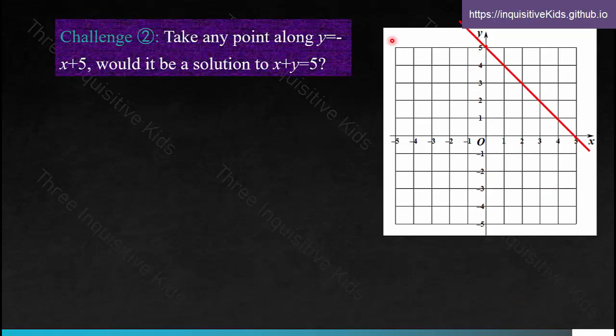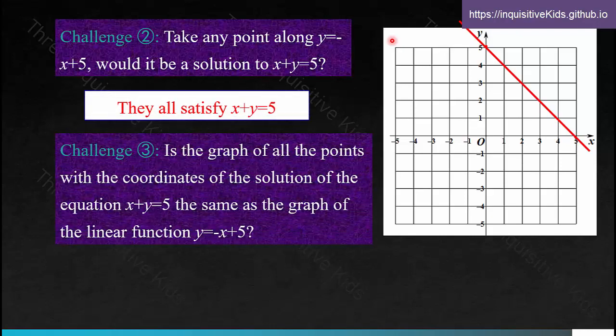Challenge question number 2. Take any point along y is equal to negative x plus 5, and would it be a solution to x plus y is equal to 5? So this is a bit like the last question, except now it's sort of flipped. Would it be a solution? And yes, they still all satisfy x plus y is equal to 5, right? Because it was plotted based off of the condition that y has to be equal to negative x plus 5.